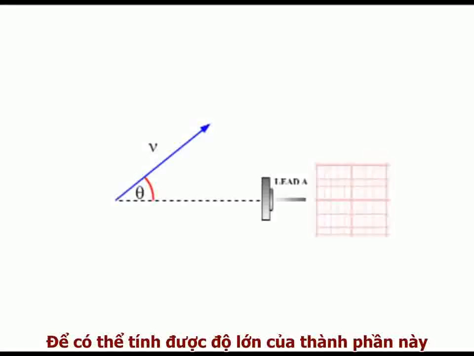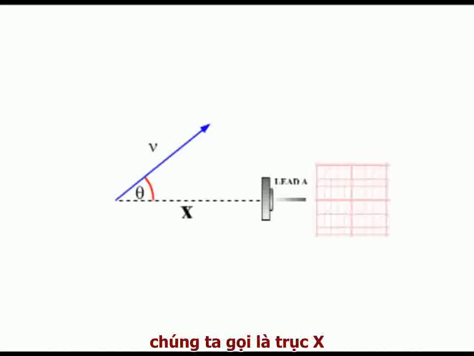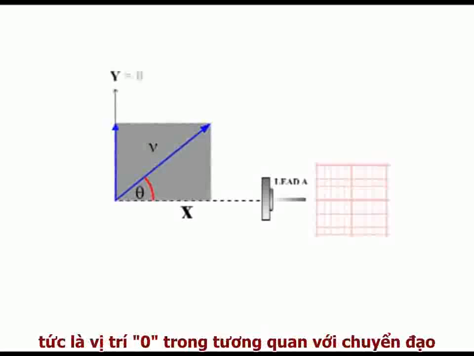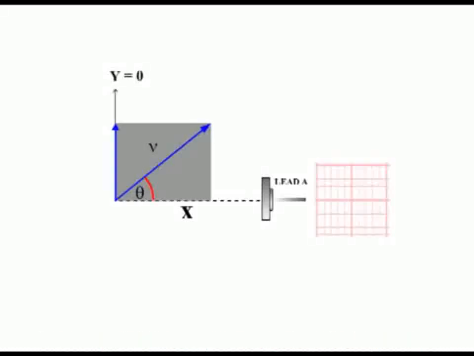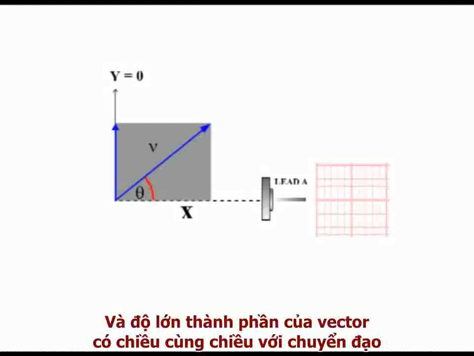What is the maximum voltage component of this vector traveling directly towards the lead? To calculate this, we let the direct line to the lead define the x-axis. Using the parallelogram rule, if we draw the parallelogram as a rectangle, this sets the component on the y-axis at 0 relative to the lead. The reason for this will be obvious shortly, and gives us the maximum possible length of the component vector traveling directly towards the lead.